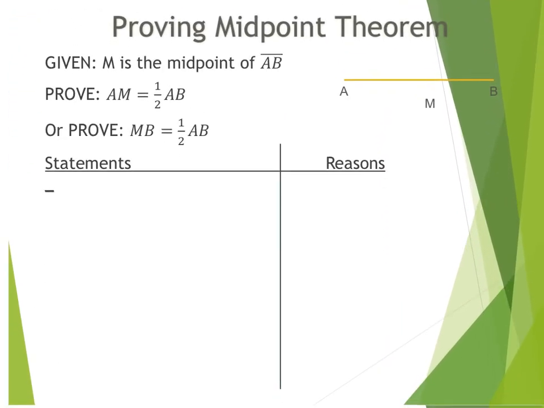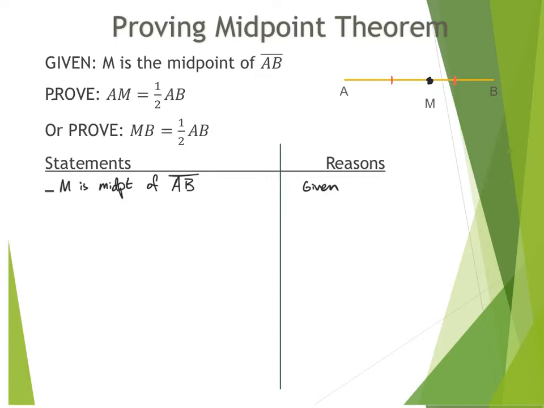Thus, we get to the proof. So as always, the first thing we're going to do is read it and annotate our picture. So we are given that M is the midpoint of AB. And we are trying to prove, there's M, we're trying to prove that AM equals 1/2 AB. All right, so write my given. And the reason is that this is given.